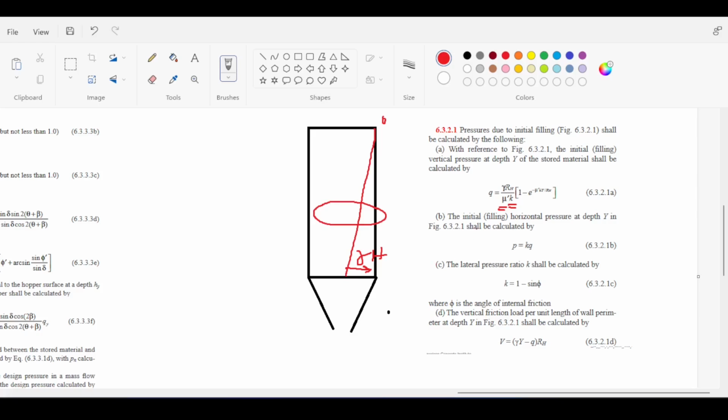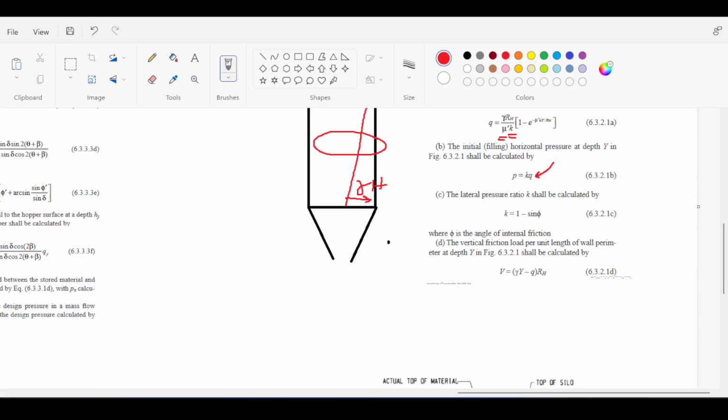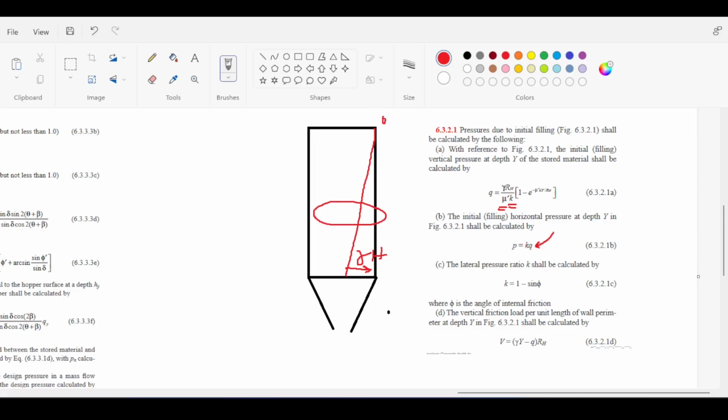All right, so of course you have vertical pressures. This is the vertical pressure, and you have horizontal pressures. The horizontal pressure is easy. Now this is actually not that hard. The horizontal pressure is the vertical pressure multiplied by the K factor from soil mechanics, which is 1 minus sine theta.